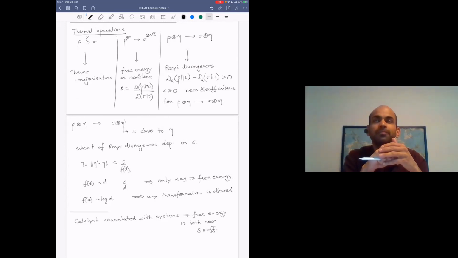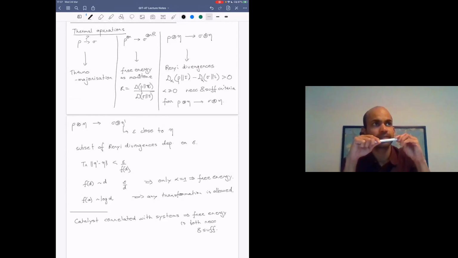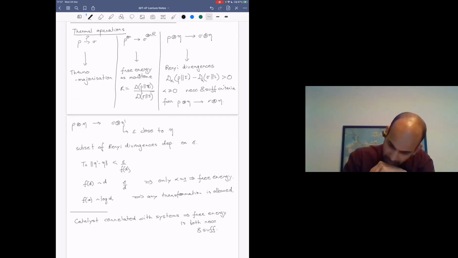I have just a very short technical question. The independence of our function f, is that the dimension of the catalyst? The dimension of the catalyst, yes.